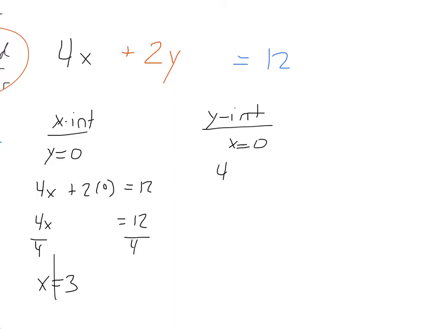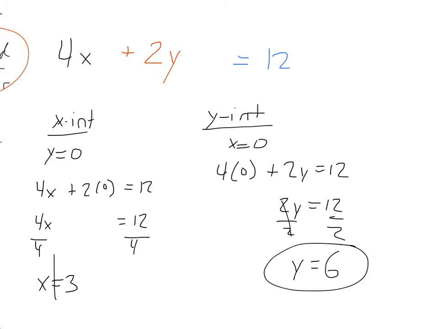So now I have 4 times 0 plus 2y equaling 12. Again, I'm just rewriting this original equation that we came up with. 4 times 0 is 0, so I don't need it. 2y equals 12. Divide by 2, you get y equals 6, and that's my y-intercept. So my x-intercept is 3, my y-intercept is 6. Let's go ahead and graph this thing.